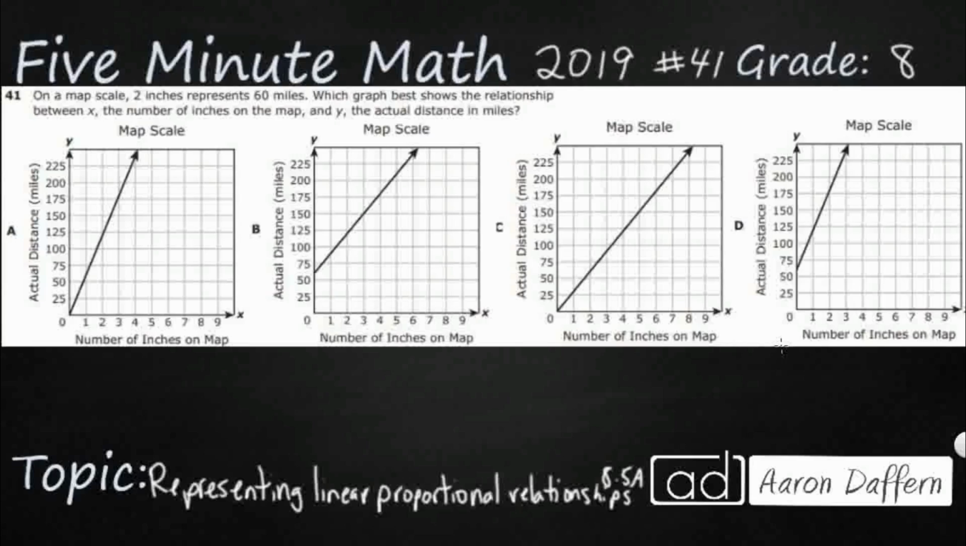Today we are looking at the 8th grade concept of representing linear proportional relationships. This is standard 8.5a in the great state of Texas, and we are using item number 41 off the 2019 released STAAR test. If you have not done so already, please go ahead and take a moment to pause the video, work this problem out on your own, unpause it, and we will look at our answers together.